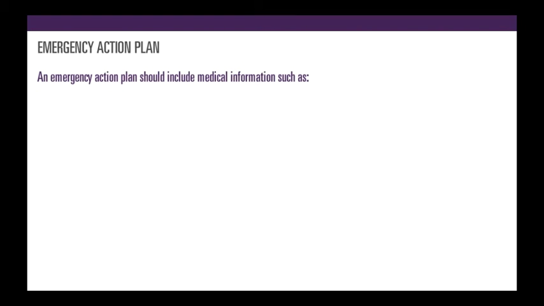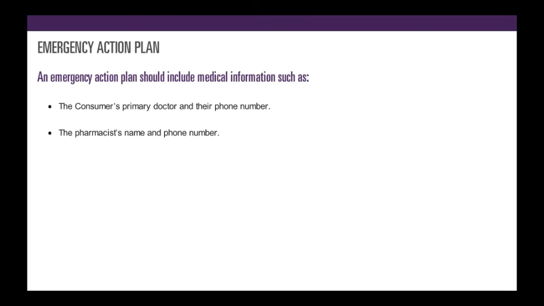An emergency action plan should include medical information. Include the consumer's primary doctor and their phone number. The pharmacist and their phone number should be on the plan as well. Why include the pharmacist? If there is a question on medications, the pharmacist would be a good contact.